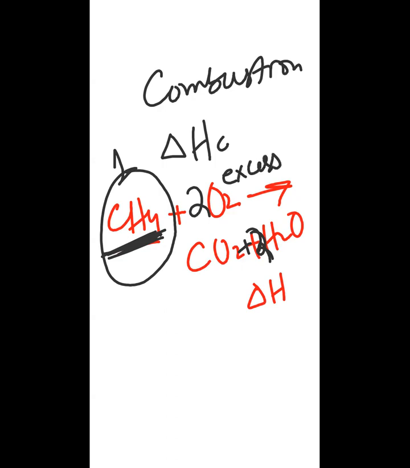Number 1, 1 mole of substance should be burned. Number 2, oxygen should be in excess. Reason: if there is a deficiency of oxygen, you will get incomplete combustion. Everyone knows there are 2 types of combustion, complete combustion and incomplete combustion. Incomplete combustion can happen when there is less oxygen. You will get carbon monoxide.